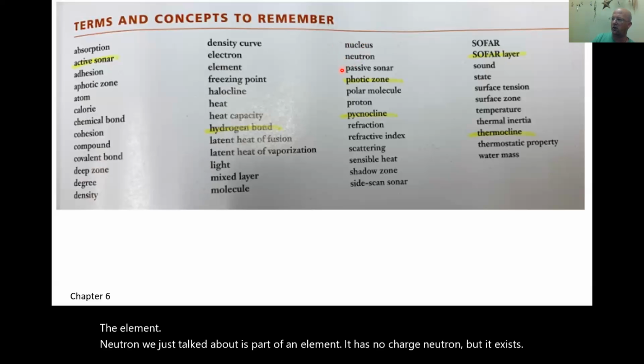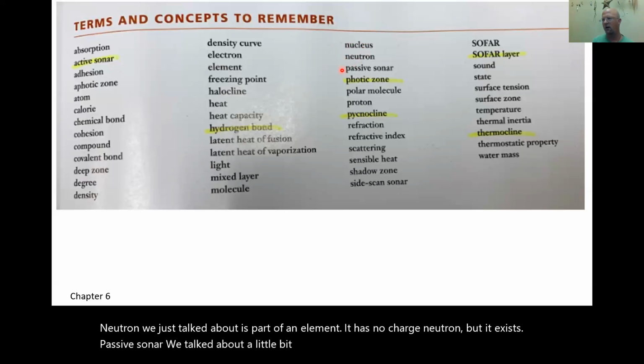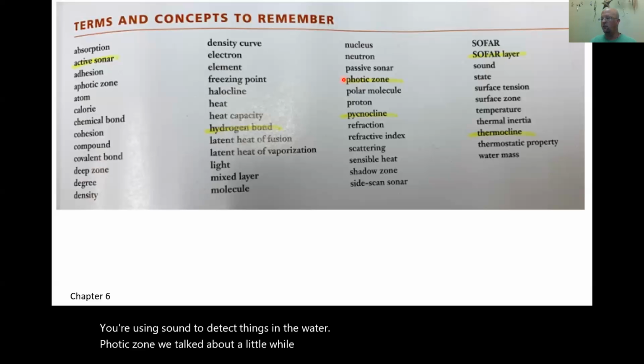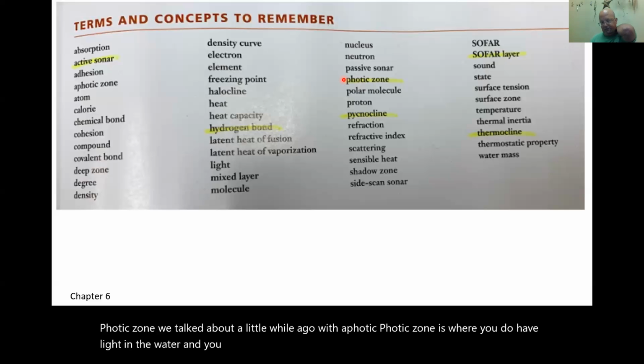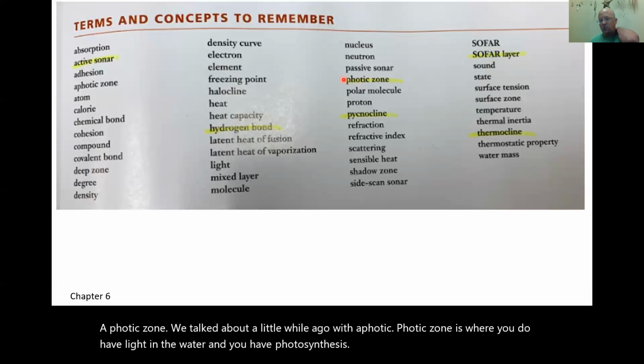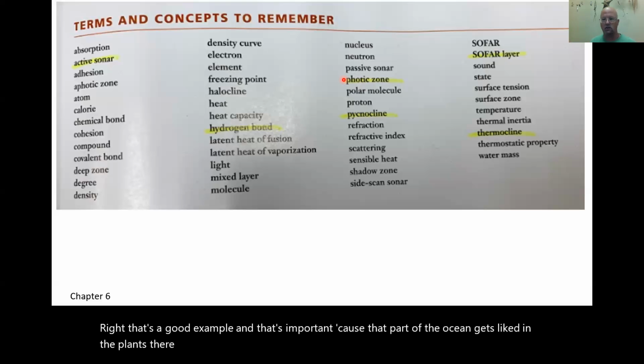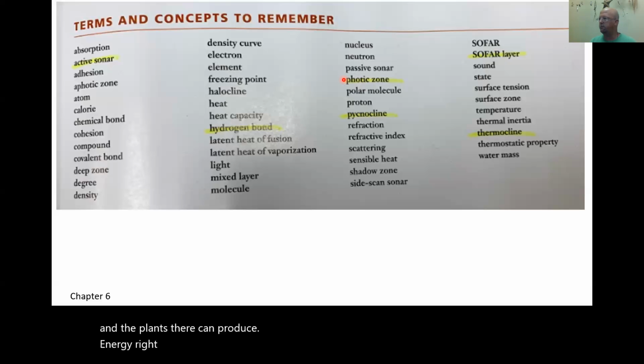Passive sonar, we talked about a little bit before with active sonar. It's similar to active sonar. You're using sound to detect things in the water. Photic zone, we talked about a little while ago with aphotic. Photic zone is where you do have light in the water and you have photosynthesis, right? That's important because that part of the ocean gets light and the plants there can produce energy, right? Sugar, etc.